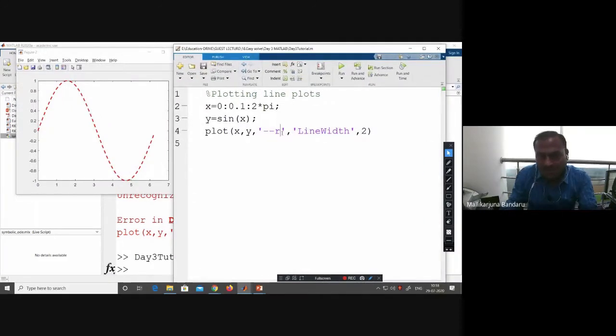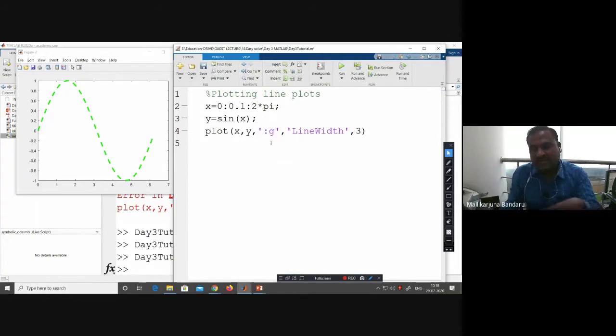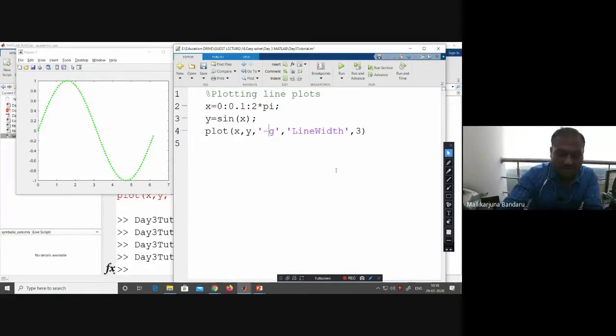You see what changes. Suppose I would like to make it green. Suppose green, you can make it into green. Say green. Or you would like to increase the size. Suppose the 3. See, it is increased. Or you'd like to change the style. This is one of the formats. Or if you'd like to make dots, you can make them.